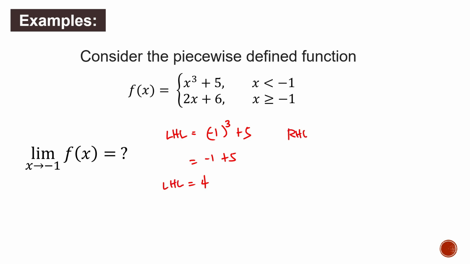The right hand limit is 2 times negative 1 plus 6. This is negative 2 plus 6, which is equal to 4. So that's the right hand limit. Now, since the left hand limit and the right hand limit are equal, and that's equal to 4, that means that the limit of f of x as x approaches negative 1 is also 4.